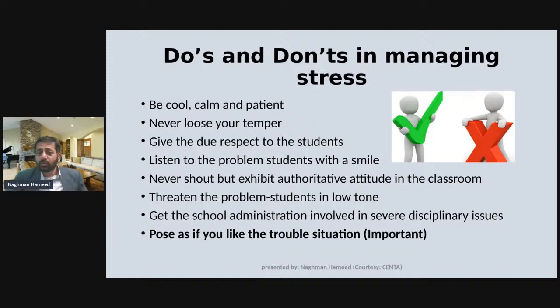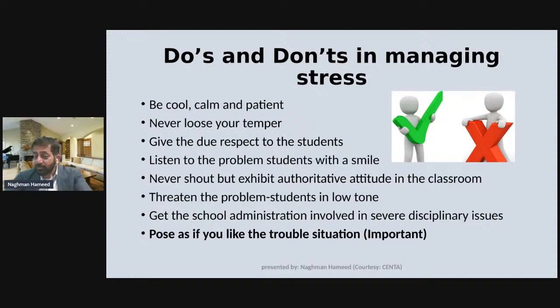But being authoritative does not mean that we should not do things appropriately. We should not become dictators in the class, right? But authority should be there in the teacher. Threaten the problem students in a low tone. Okay. Get the school administration involved in severe disciplinary issues.